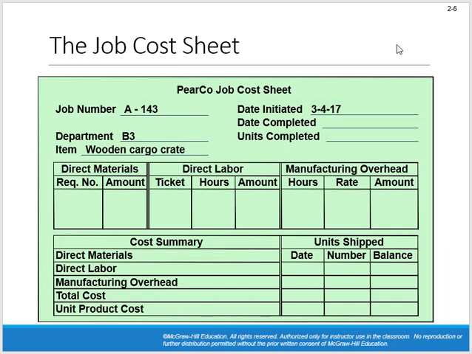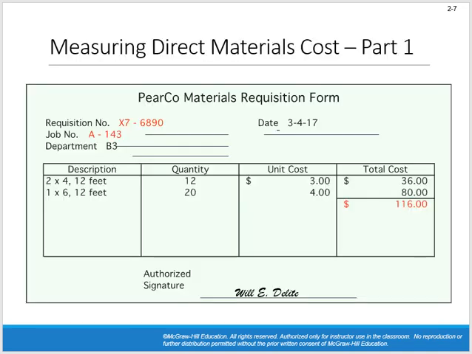So this is an example of a job cost sheet, and whether it's on paper or it's in a computer, here's an example of the type of information we'd be tracking. We'd probably have some type of job number, a date, department, all of that. So what are we making? We're making a wooden cargo crate, and we're going to see what it looks like to track the costs for this job. So first we have our direct materials.